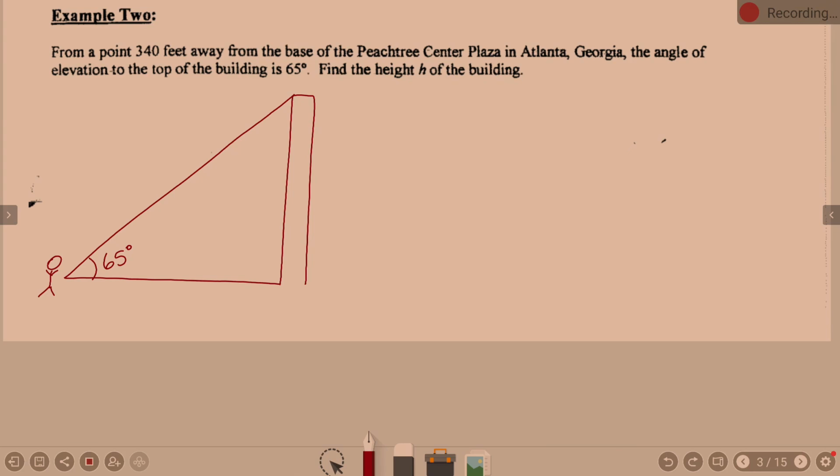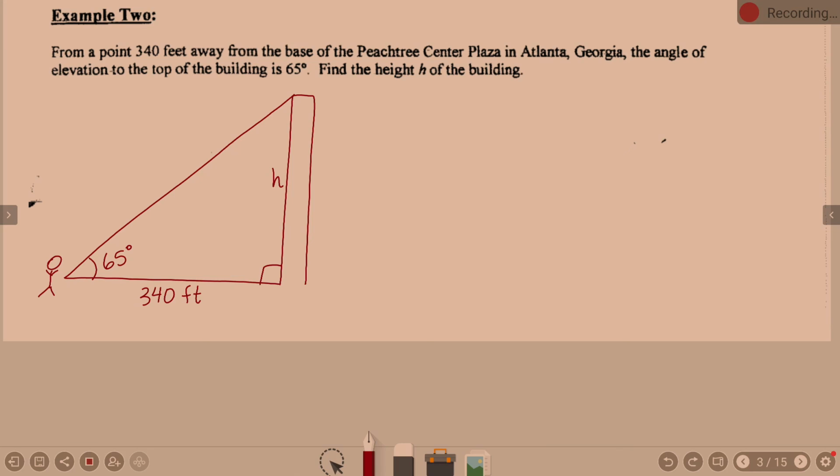And what else do we know? That person is standing 340 feet away from the base of the building. And what are they asking us to find? The height of the building. Well, what should we be able to assume about the building and the ground? They're flat. We should assume the building and the ground form a right angle. Sure, that is a logical assumption, okay? So with this information, I have magically created a right triangle.